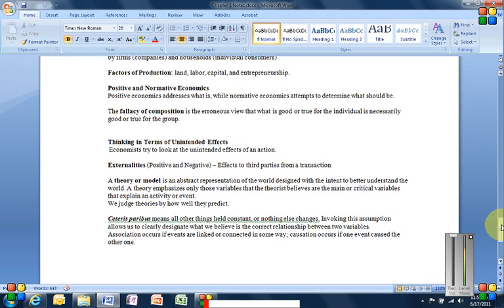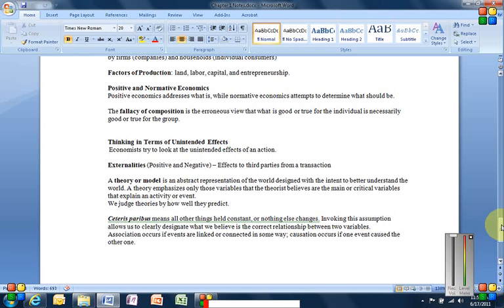But when we talk about these theories and models, we always want to keep in mind a phrase known as ceteris paribus. I'm not going to try to pronounce this Latin term carefully, I'm just going to say ceteris paribus because that's about all I can handle. But it means all other things held constant or nothing else changing.